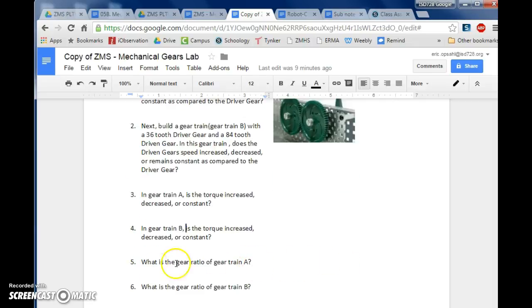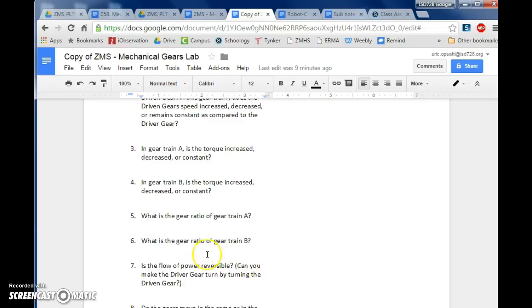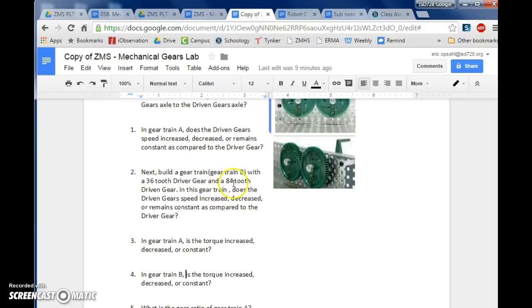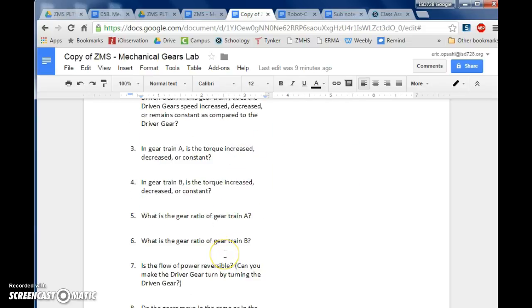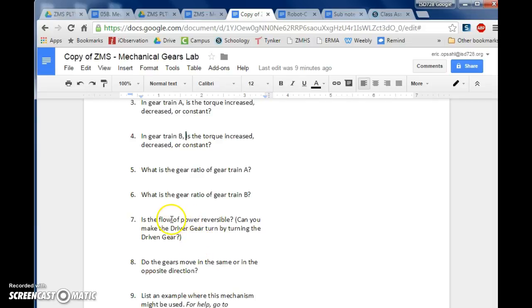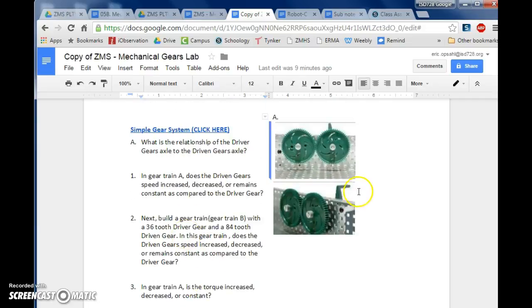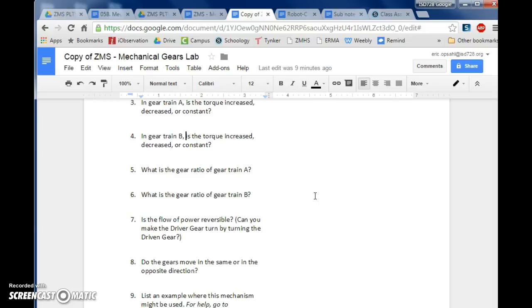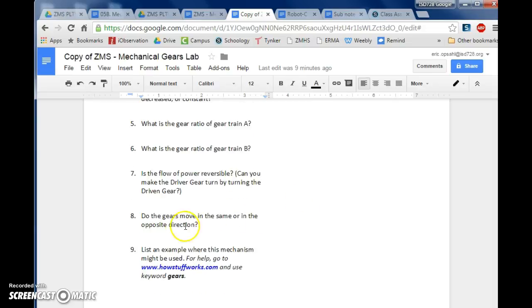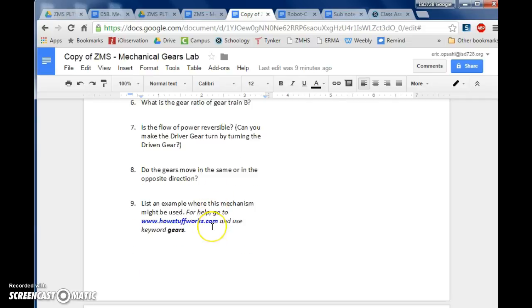I'd solve, here's my gear ratio, solve gear ratio for A, solve gear ratio for B. I mean, you did it already up here. You solved it. The answer goes down here. 7 means, is the power flow reversible? Meaning, can you make the gear drive turn by turning the driven gear? If I take the handle off the drive gear, plug in a driven gear, if I turn it, will it turn? If it's yes, then it is. If no, then it won't. And then figure out number 8, and then do number 9.